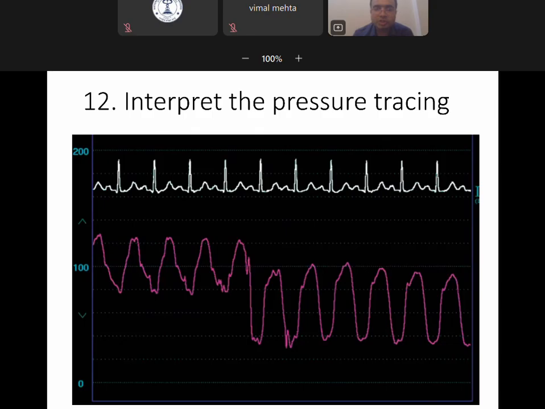So there are two pressure tracings. Somebody is saying it is ventricularization. So what is ventricularization, and why does it occur? You have heard this term very often in your cath lab postings: the catheter is ventricularized. What does it mean?